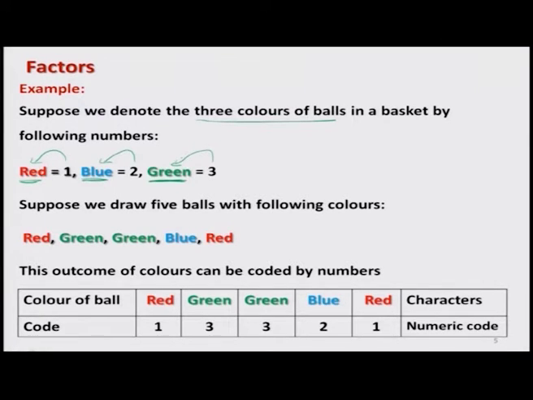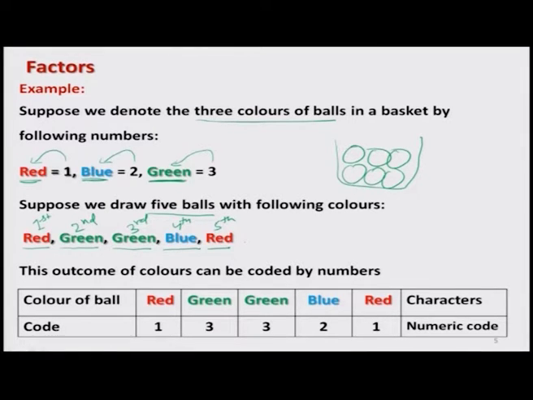Now, we have this basket in which there are many balls, and we try to draw 5 balls. And suppose I get 5 balls of the following colors: red color, first ball, second ball green color, third ball green color, fourth ball blue color and fifth ball red color. So, this is first, this is second, this green is third, fourth is blue and red is the fifth ball.